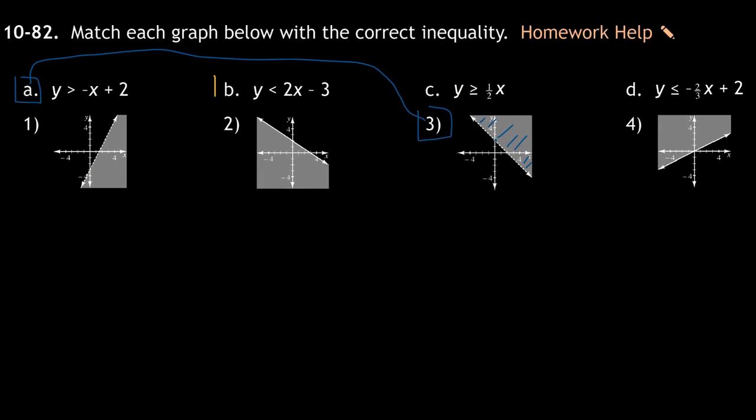Well, if I look at B, it has to be shaded below, so that could be 1 or 2. They're both below. It has to have a positive slope. Well, only number 1 has a positive slope, and it has to have a dashed boundary line. So it's probably 1, but let's verify the rest of its properties, right?